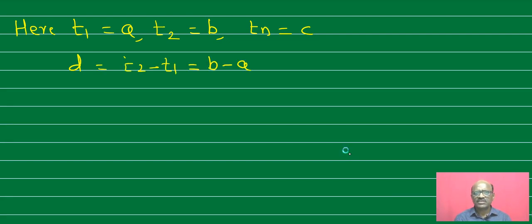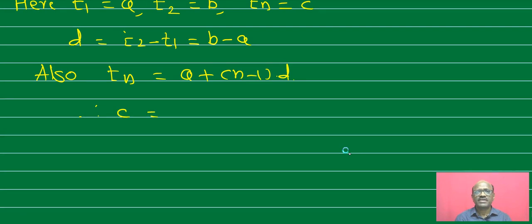Now T1 is a, T2 is b, Tn is c. Therefore, what is d? d is T2 minus T1, that is b minus a. And also Tn is equal to a plus (n minus 1) into d. Substitute the value of Tn, that is c is equal to a plus (n minus 1) into d.